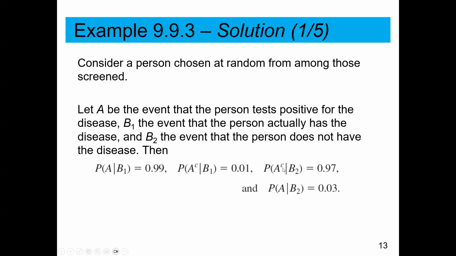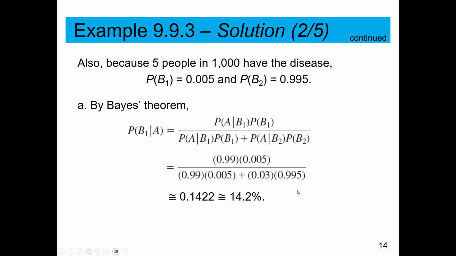Similarly, the probability that they don't have the disease and they test negative is 97%. Sorry, that they don't have the disease and they test positive. So they test positive given that they do not have the disease. So B1 is they have the disease, B2 is they don't have the disease. Make sure we're real clear on that.